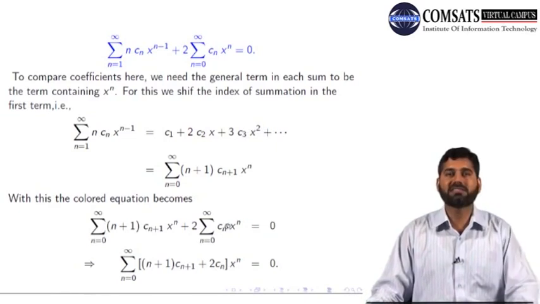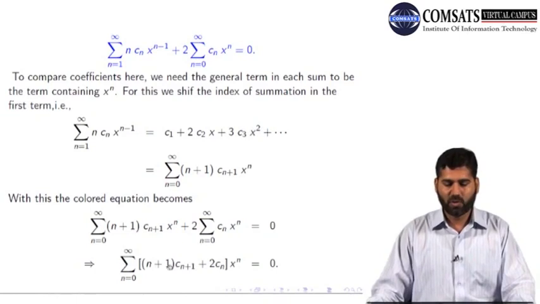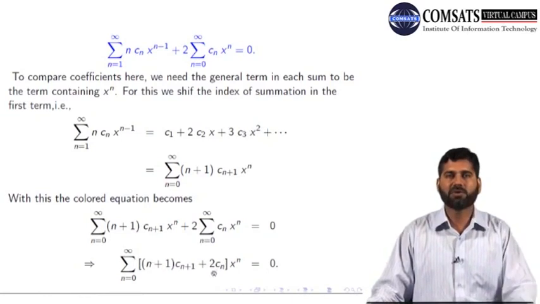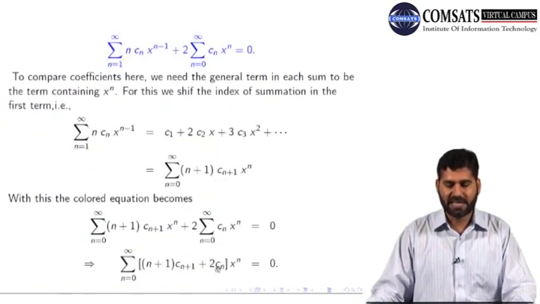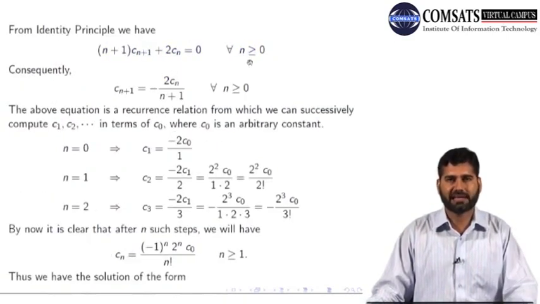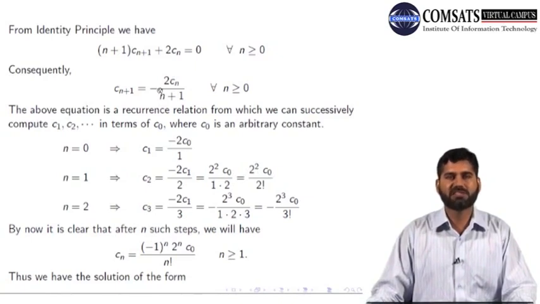Now I can write this in one series form, summation n goes from 0 to infinity and x^n is also common. So what we are left with is (n plus 1) c_(n+1) plus 2 times c_n, alright, equal to 0. Now this whole series will be equal to 0 if and only if all the coefficients inside these brackets are equal to 0. By the identity principle, we have (n plus 1) c_(n+1) plus 2 c_n equal to 0 for all n greater than or equal to 0. From here I can write c_(n+1) in terms of c_n. This is a recurrence relation. The above equation is a recurrence relation for which we can successively compute c1, c2, c3 and so on.